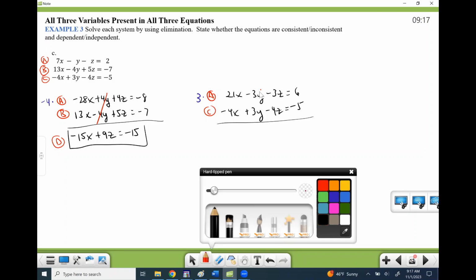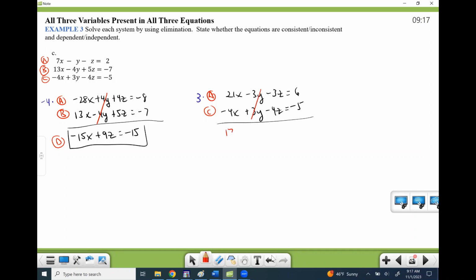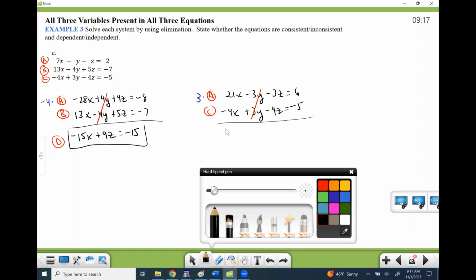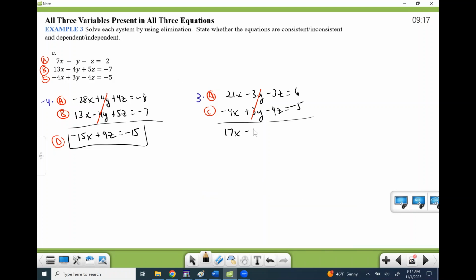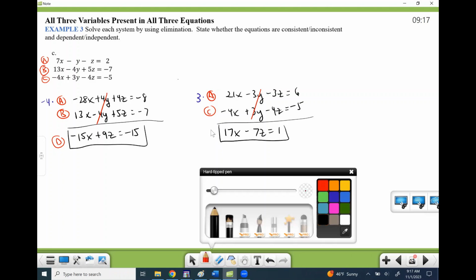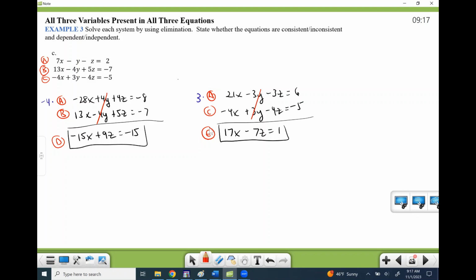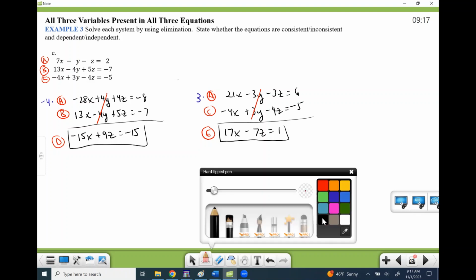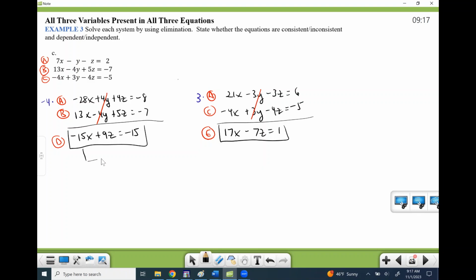All right, let's see what we got. So we canceled the y's again. There's our equation E. Okay, so now we're going to put D and E together. We have to see what we would get rid of. Okay, I'm going to go with the Z's because they have smaller numbers.